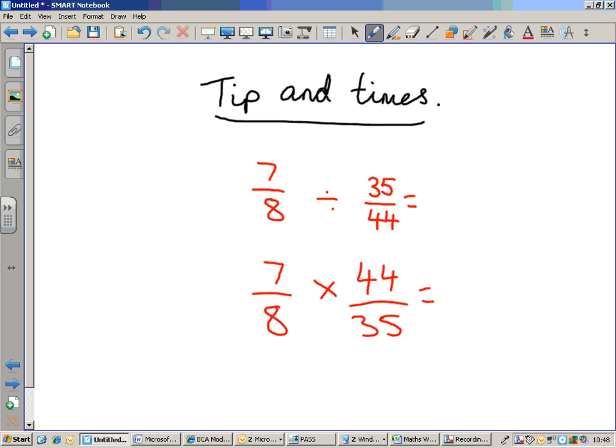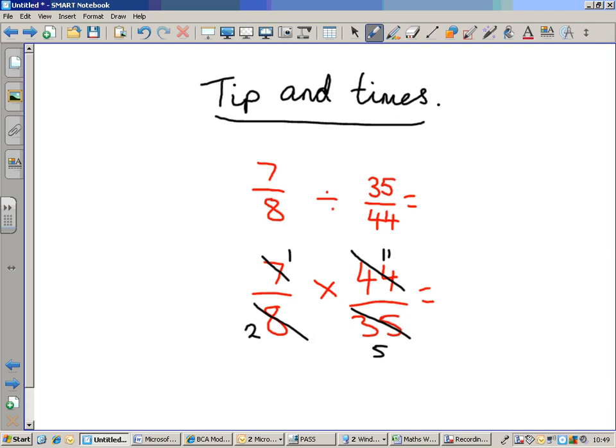What's the first thing we do when we're multiplying fractions? Well, we look to see if we can do any cancelling, don't we? Can we do any cancelling here? I think we can. The 7 and the 35 can both be divided by 7. 5 7s make 35, 1 7 is 7. 8 and 44, I think we can divide them both by 4, can't we? 2 4s make 8 and 11 4s make 44.